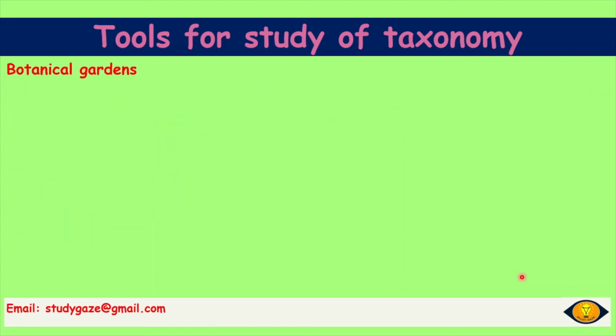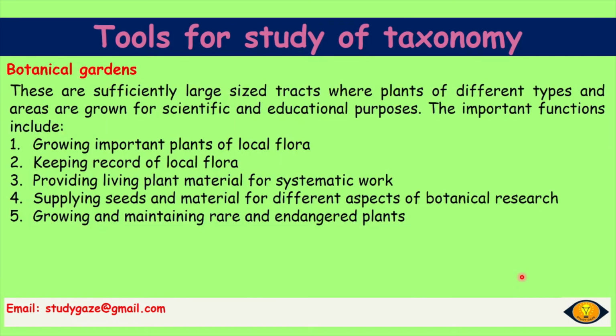Last is the botanical gardens. There are sufficiently large-sized tracts where plants of different types and areas are grown for scientific and educational purposes. The important functions include growing important plants of local flora, keeping record of local flora, providing living plant material for systematic work, supplying seeds and material for different aspects of botanical research, growing and maintaining rare and endangered plants.